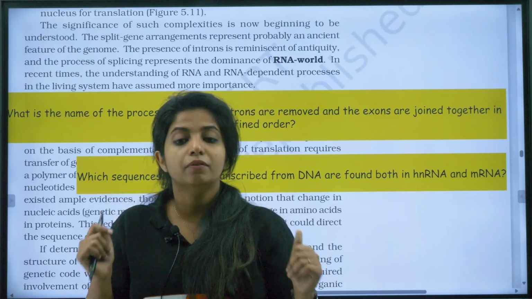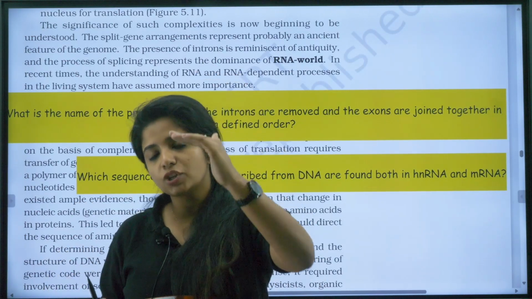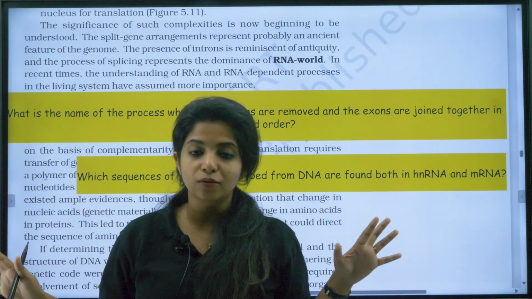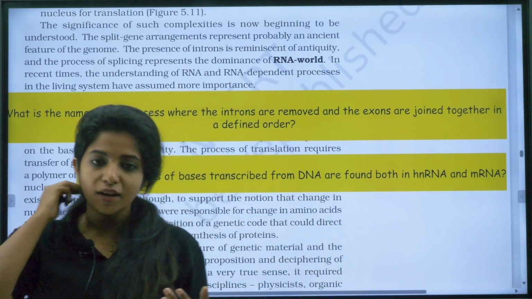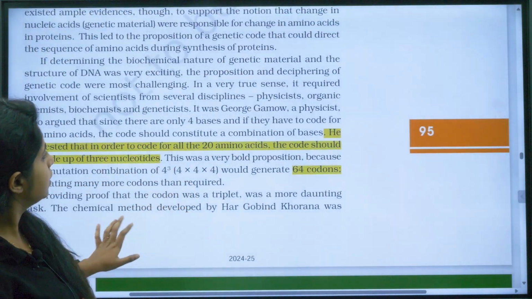Introns are being cut with the help of splicing, and now you call this mRNA. So what is common between hnRNA and mRNA? Both of them will have exons, because exons are not being removed. Introns are being removed, exons are not being removed. So please remember that. Exons are something that will be there in both.